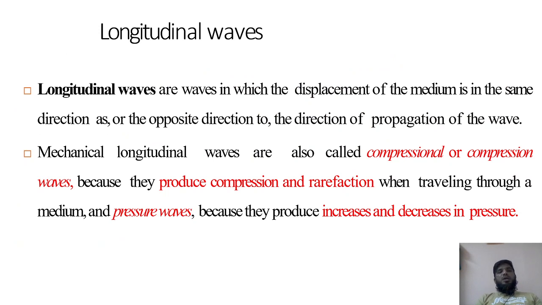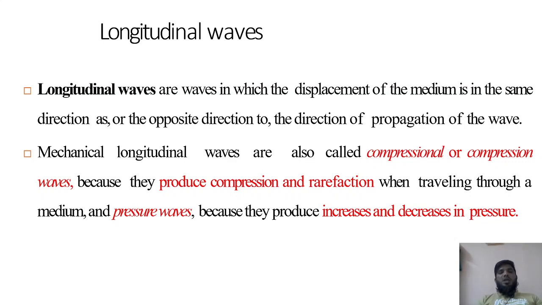Okay, longitudinal waves. Longitudinal waves are those in which the displacement of the medium is in the same direction as, or opposite to, the direction of propagation of the wave. So if a wave is propagating like this, the vibrations will happen like this. In longitudinal waves, we generally see compression and rarefaction. Compression is where the particles come together. Rarefaction is the gap between them.